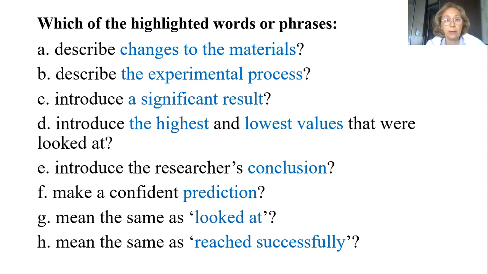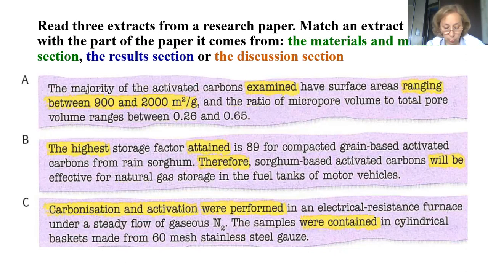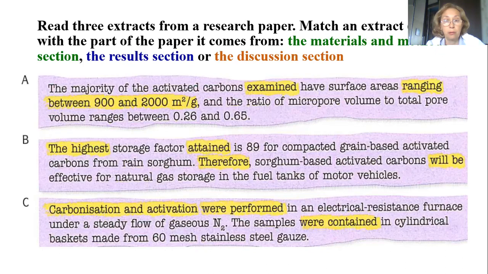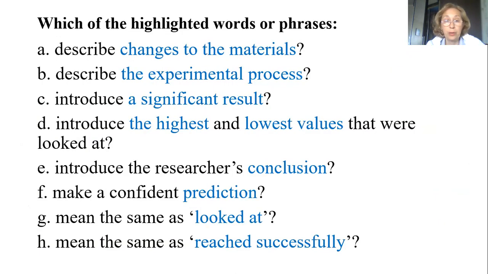Then, which phrase introduces the researcher's conclusion? The researcher's conclusion. С чего начинается вывод. Therefore, таким образом. Итак, да, когда мы делаем вывод, this is a very useful phrase. Which phrase makes a confident prediction? Prediction, то есть предположение о том, что происходит. This will is be, will be, just very easy.